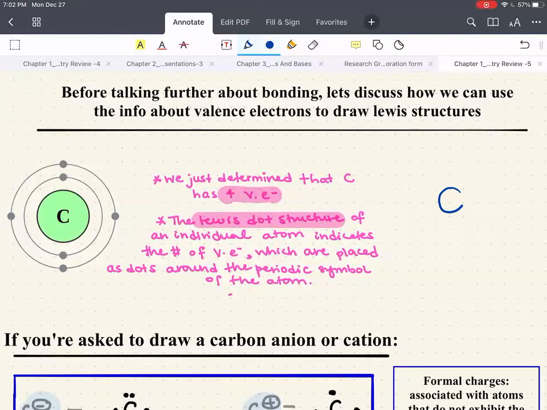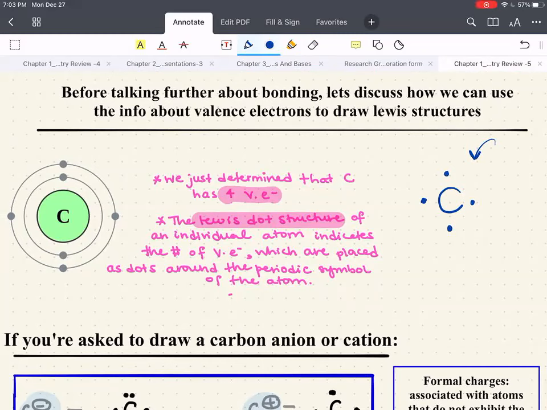All right. And then we're going to draw around it all its valence electrons. Carbon has a total of 6 electrons, but we're not going to be drawing 6 electrons. No, we're only going to be drawing the valence electrons when we do Lewis dot structures. Okay. And so carbon, we just discussed, has 4 valence electrons. So we will only be drawing 4 valence electrons around a carbon. And this is the Lewis structure of carbon.